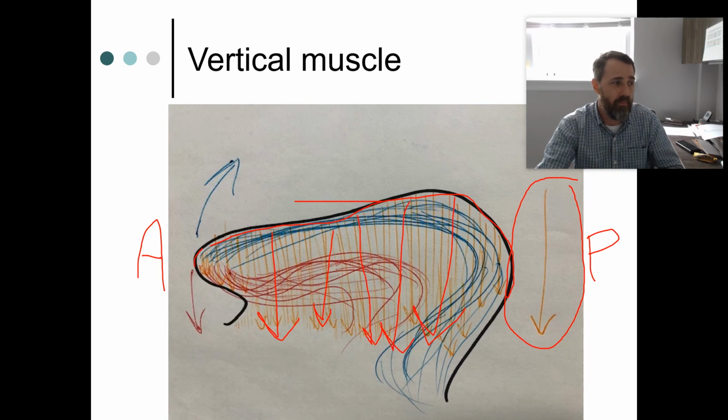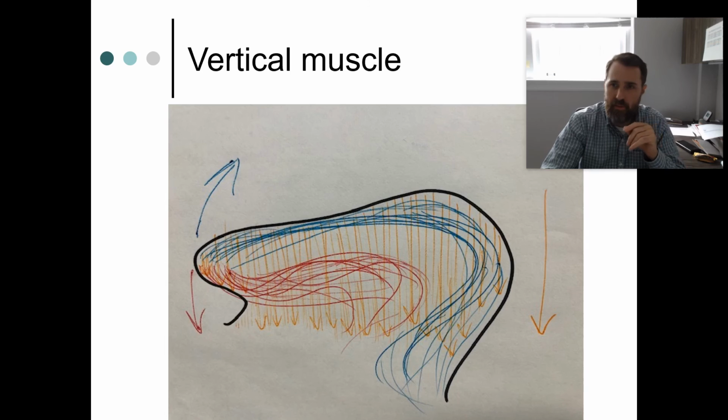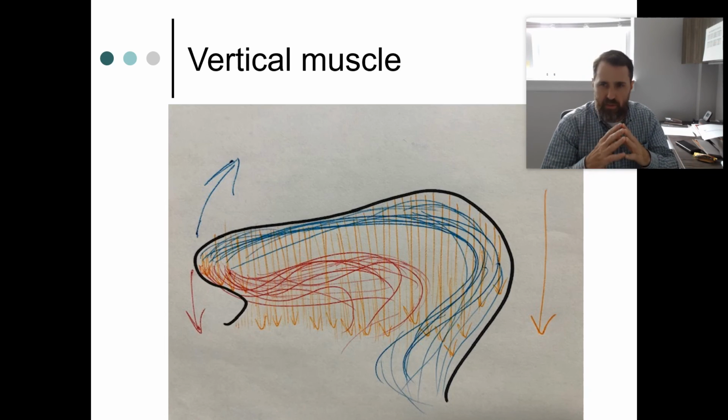in the oral cavity. So the vertical muscle is important for mastication and swallowing. It's not so much a muscle that you use during speech. It depresses, flattening the tongue in the oral cavity.